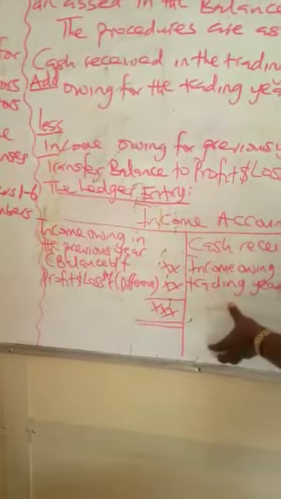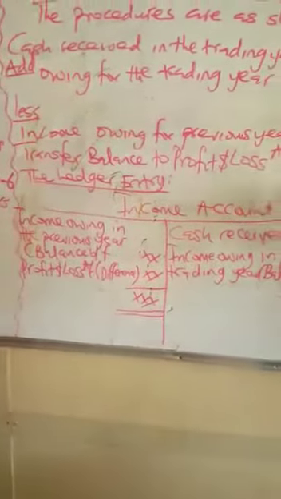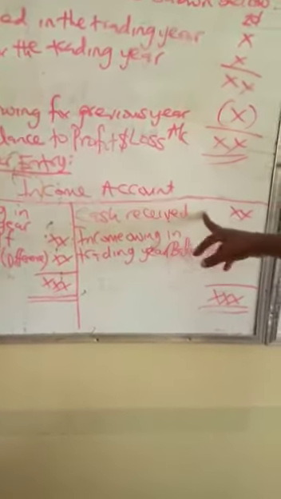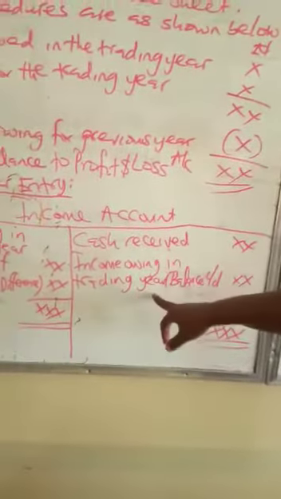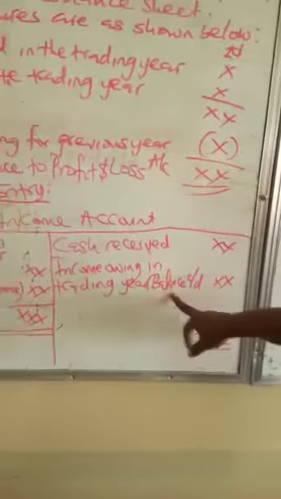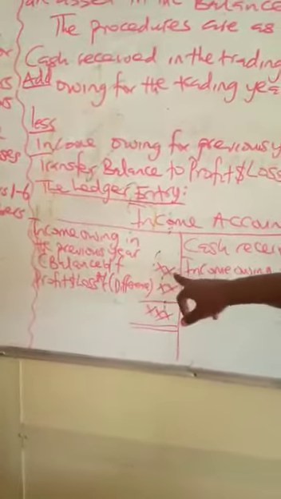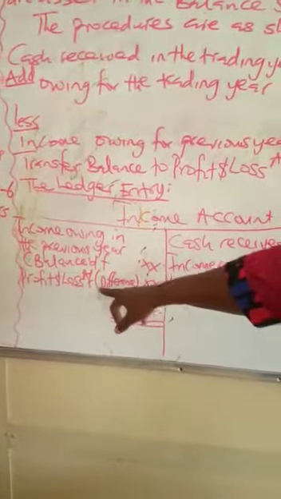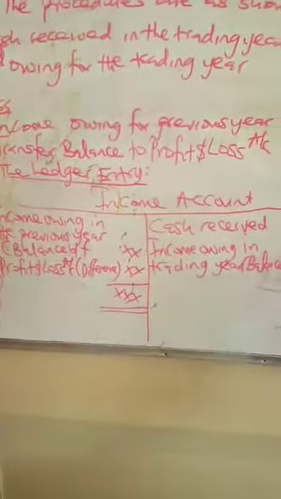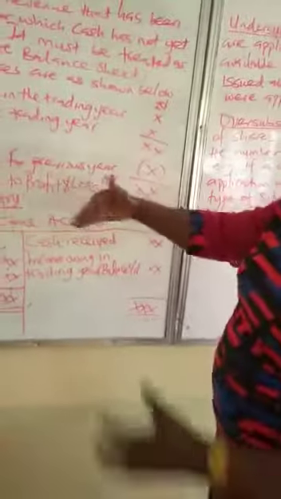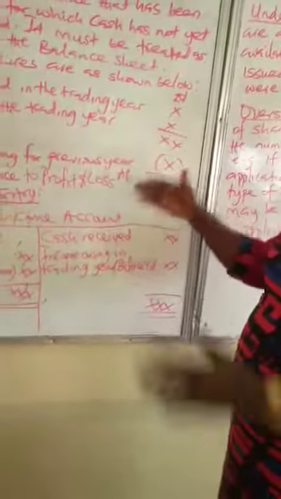So if you want to show the ledger entry, it is also as shown below. We are still going to solve questions and you will be able to have better understanding. So it is on the credit side of your income account, you put the cash received. Any income owing during the year will be added, but it will be written as balance carried down. Any income owing in the previous year will be debited, and the balance, which is the difference, will go to profit and loss account. So what we are trying to do in essence is that anything that is not for this year will be taken away. Any amount for this year, whether it's owing, will be added.